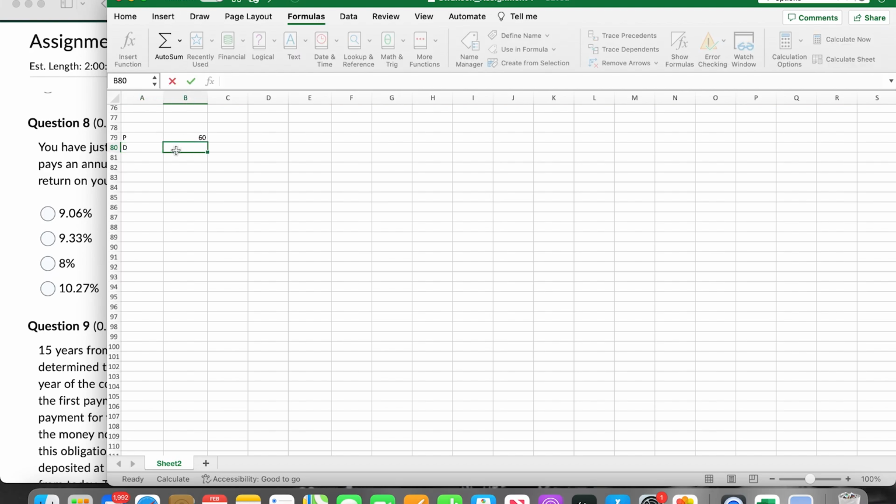D is 5.6, and R, our rate, equals 5.6 divided by 60. And then when we make that into a percent, that is 9.33%.